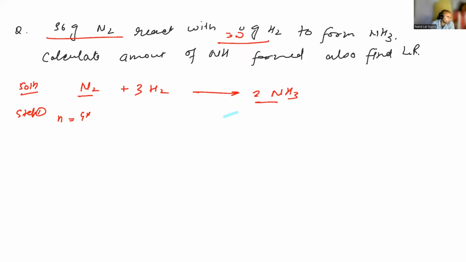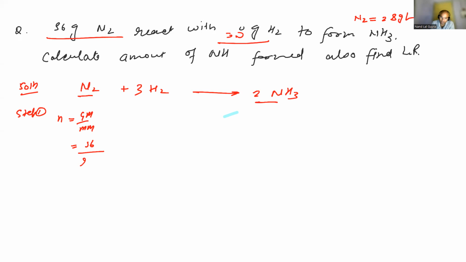Number of moles means given mass upon molar mass. So given mass how much is there? 56 gram. What is the molar mass of N2? Can you tell me, Nessa? Molar mass of N2? 28. 28 gram per mole. Thank you so much.